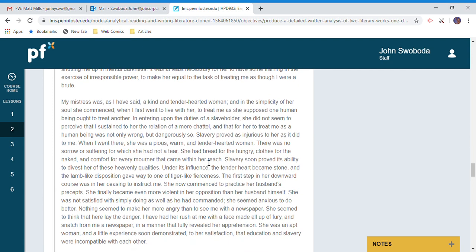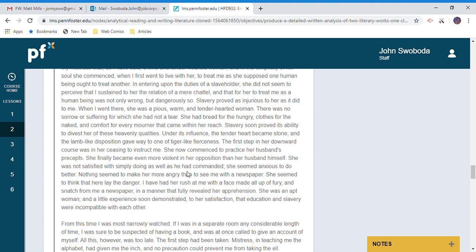The mistress was, as I have said, a kind and tender-hearted woman, and in the simplicity of her soul she commenced, when I first went to live with her, to treat me as she supposed one human being ought to treat another. In entering upon the duties of a slaveholder, she did not seem to perceive that I sustained to her the relation of a mere chattel, and that for her to treat me as a human being was not only wrong, but dangerously so. Slavery proved as injurious to her as it did to me.